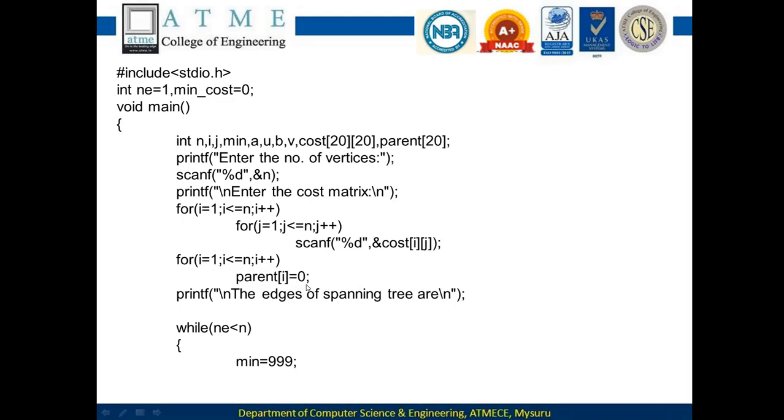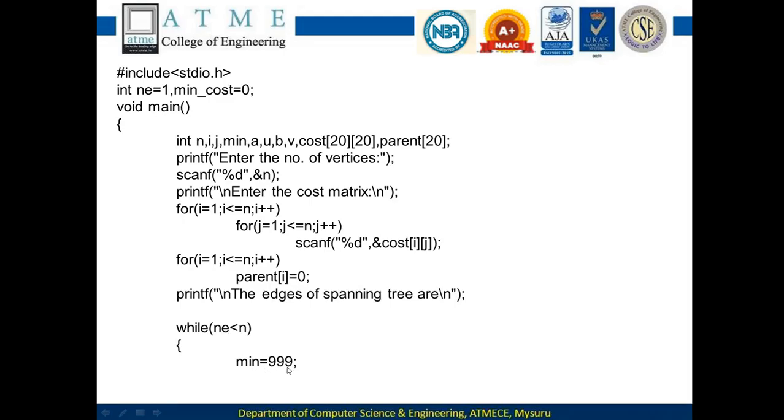Initially we initialize a single dimension array, that is parent, which is initialized as 0. Now printf, the edges of a spanning tree are; we print the heading. While ne is less than n, ne initially we have initialized to 1. N is nothing but the number of vertices. So ne will be less than n.